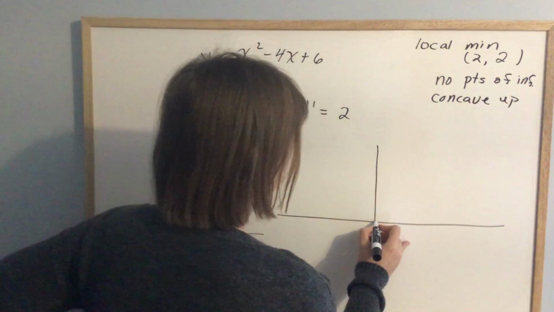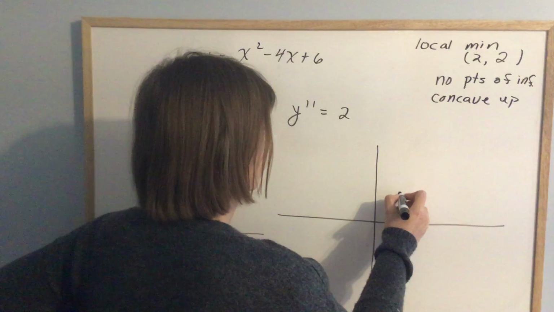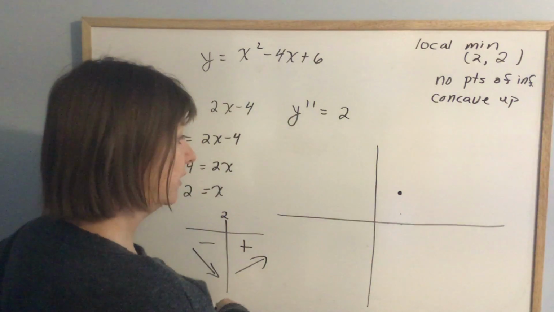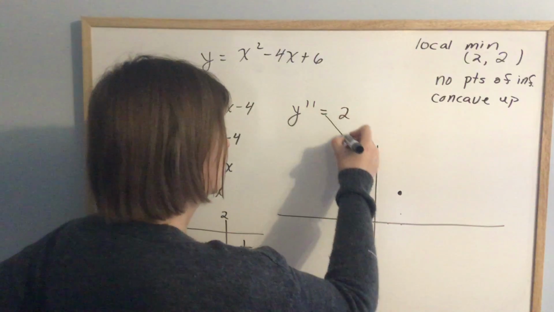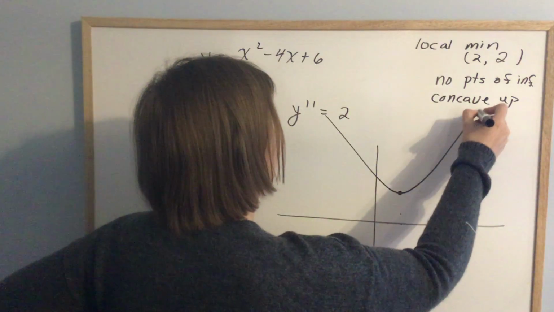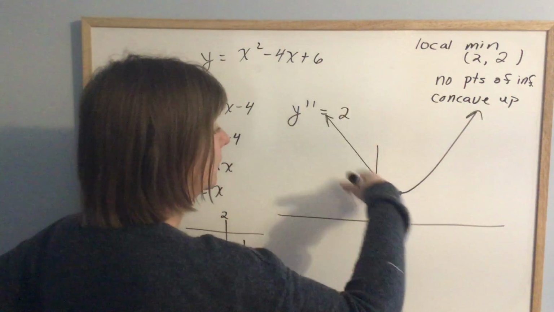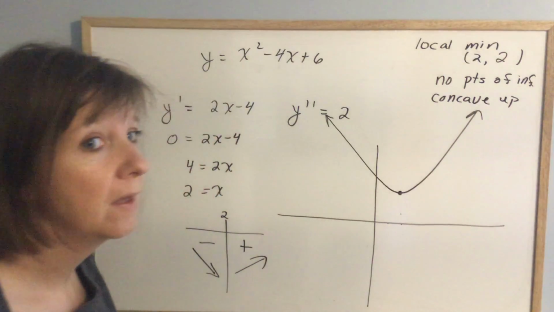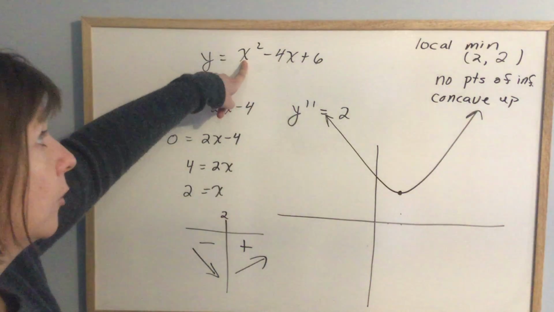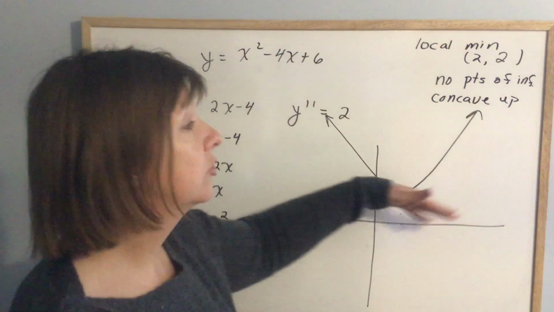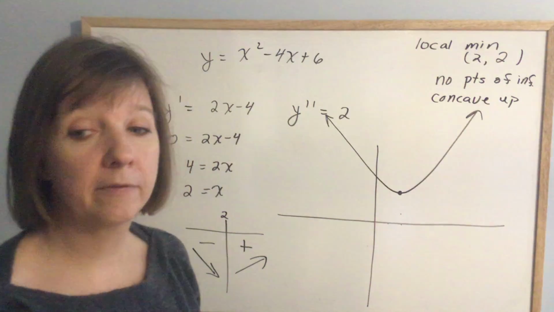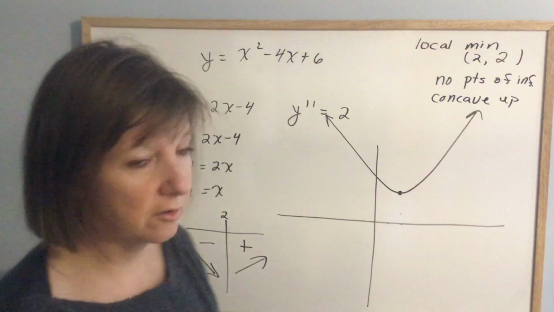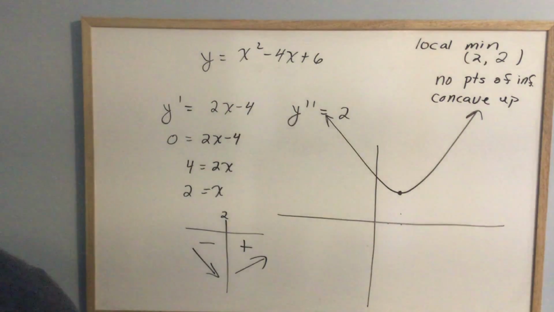it has a local minimum at (2, 2). Before that it's going down, after that it's going up, and it's always concave up, which this appears to be. And it makes sense because this is a quadratic, it's an x squared, it should be a parabola, and it is. So everything makes sense, so I'm assuming I'm right.